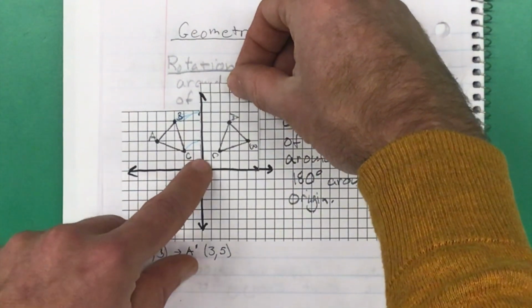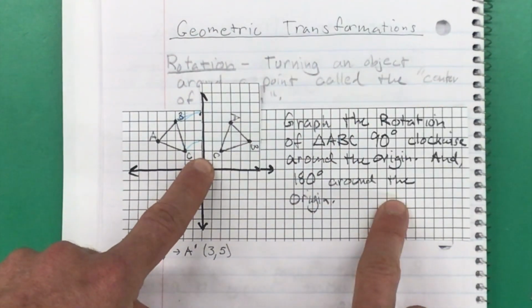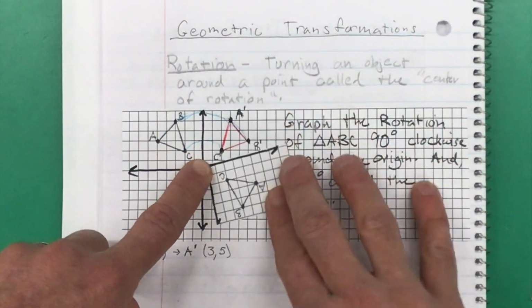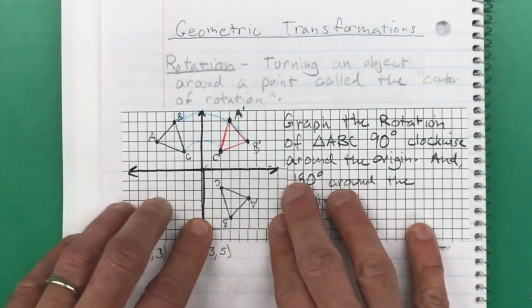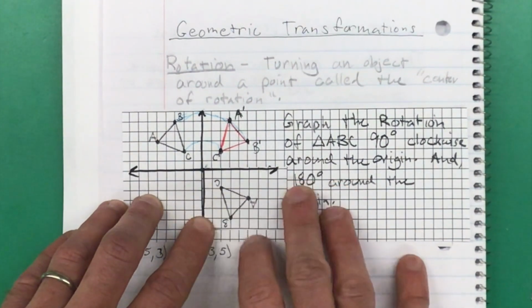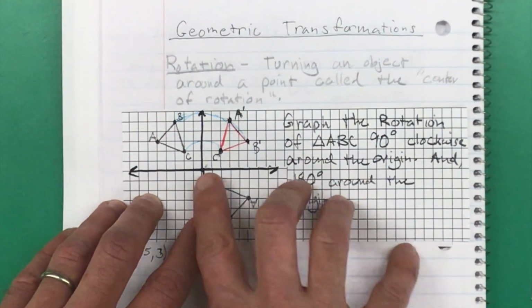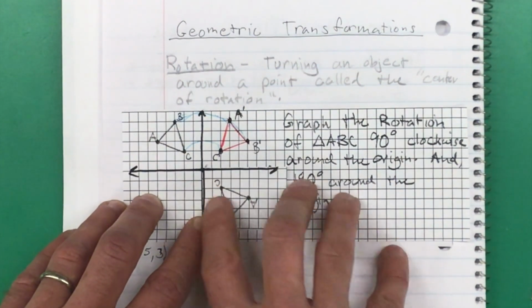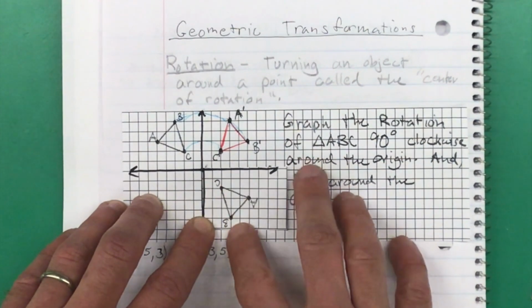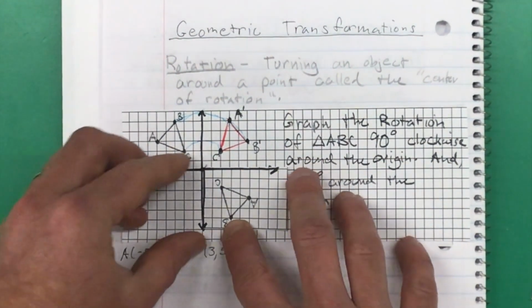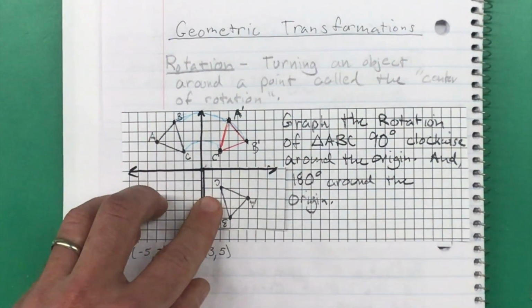So now it's saying the second thing we want to do is 180 degrees around the origin. So again, we're going to keep rotating, and our image should ultimately look like this. So C will be there, still at positive 2, negative 2. A, the new A, is going to be at positive 5, negative 3. And B is now going to be at positive 3, negative 5. All right, so let's go ahead and plot those.